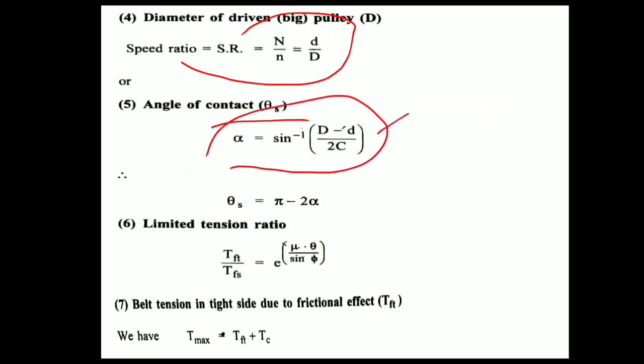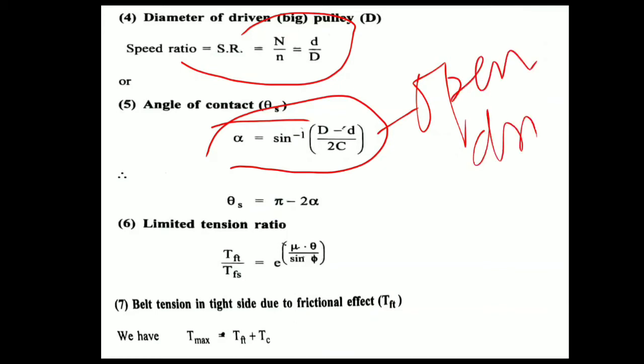So always remember, V belt is always an open belt drive. Why? If it is arranged in a cross belt drive, there will be a choke-up between the belts, so there will not be movement between the two pulleys, correct? That's why V belt is always an open belt drive. Therefore we have used the equation of the open belt drive as it is, that is with the minus. So the angle of contact theta is equal to pi minus 2 alpha. So this is the fifth one.